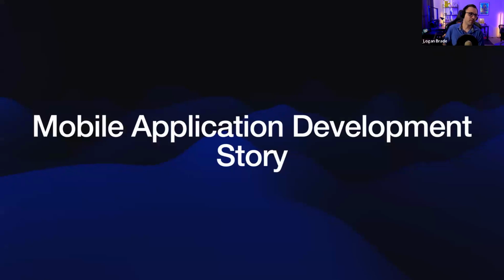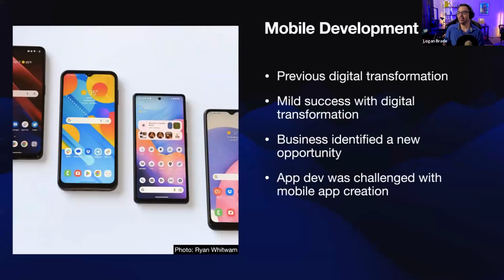So my mobile application development story. Before I started working at Ionic, I was a director of application development for a major company. It was an international property management company. Because of the space that we worked in, the technology was fairly antiquated. So when I came on board, I was their first software engineering hire, and I was tasked to go through an entire digital transformation process for them.